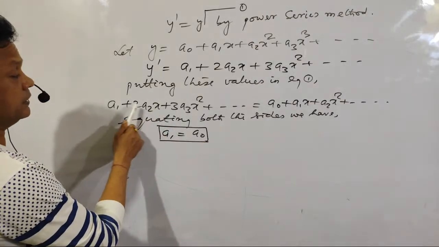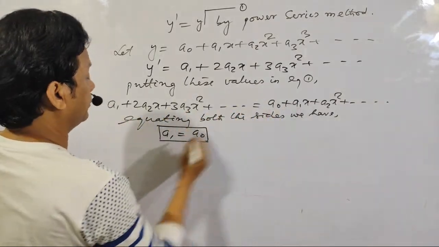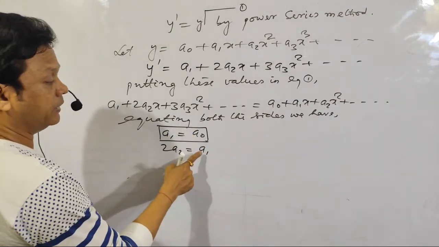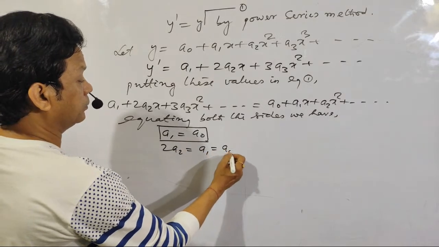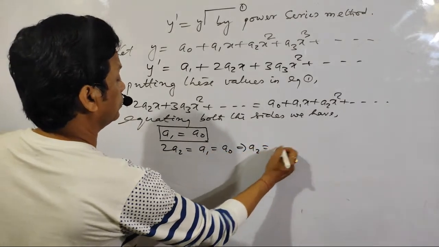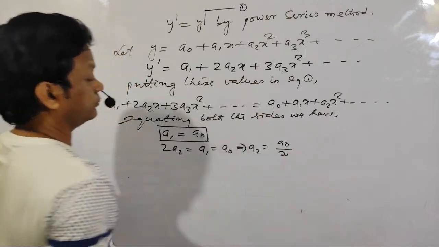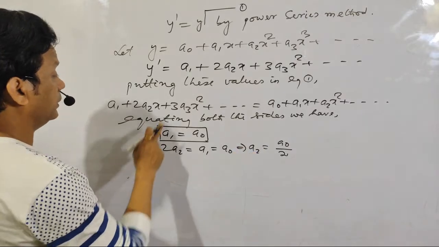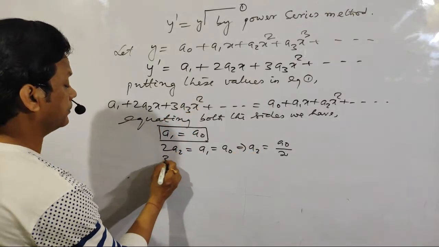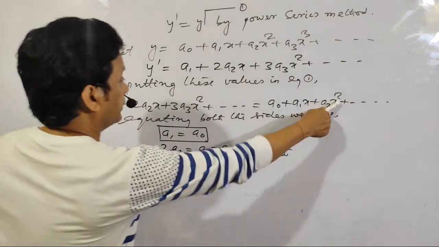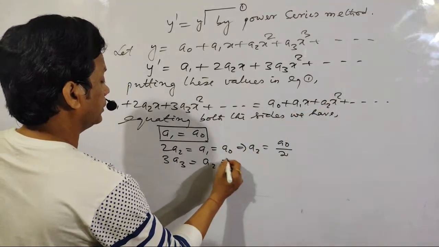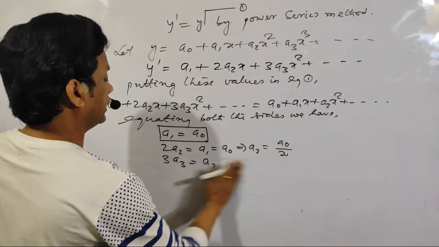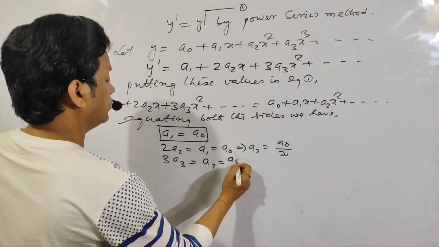Next, the coefficient of x is 2a2. Here the coefficient of x is a1. That means 2a2 is equal to a1. And what is a1? a1 is a0. So I can write a0. That means a2 is equal to a0 by 2. Clear? So I will tell you further. Now the coefficient of x square is 3a3. Here the coefficient of x square is a2, and a2 is equal to a0 by 2. So 3a3 is equal to, directly I can write here, a0 by 2.